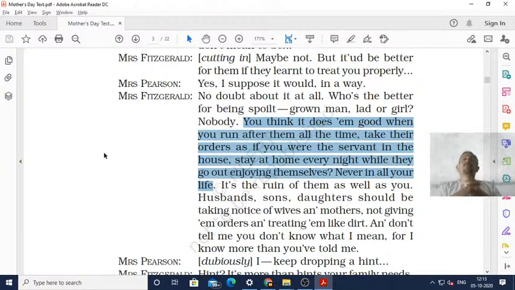That is why Mrs. Fitzgerald wants to influence Mrs. Pearson, saying that you need to be good. You need to make them understand that they should do their homework. Okay? Never in all your life.